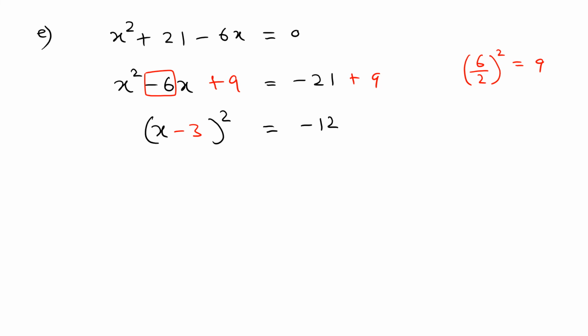Now we have a square which is equal to a negative number. So this is negative. And so what we need is complex numbers now. Otherwise, there are no real solutions for this problem, because how can a square be negative? So that means we need to work with complex numbers.